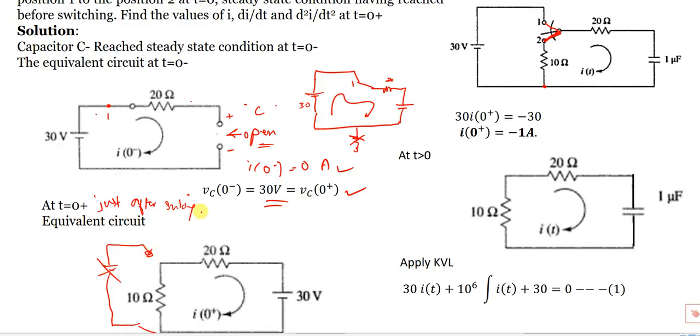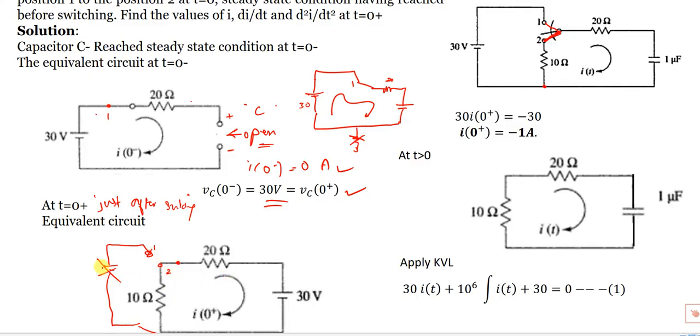Since terminal 1 is now not connected to the circuit, this 30 volts can be ignored. Now the actual circuit is only this much. Consider t equal to 0 plus, just after switching from 1 to 2. The switch is changed from 1 to 2; earlier it was here, now it is changed to here.